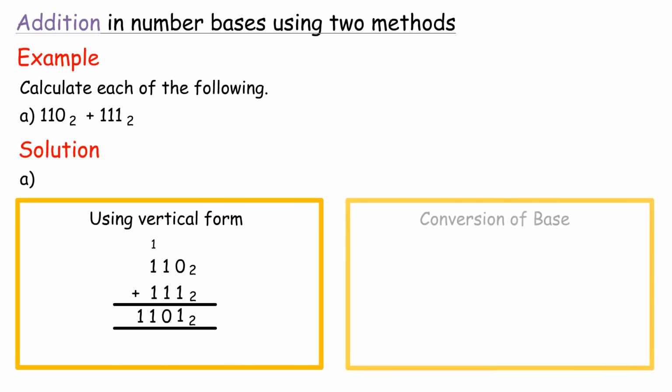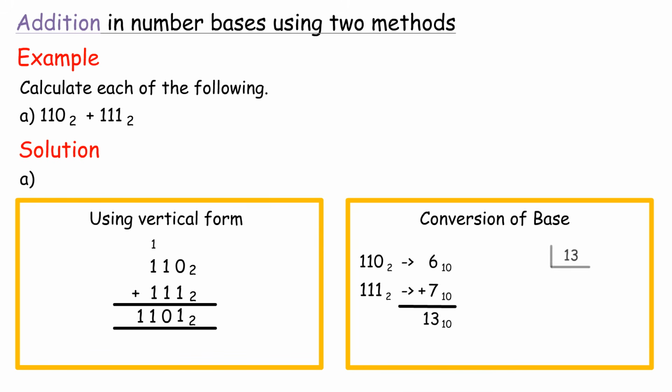Using method 2, conversion of base. Convert to base 10. 110 in base 2 is 6 in base 10. 111 in base 2 is 7 in base 10. 6 plus 7 equals 13 in base 10. After adding up in base 10, we need to convert back to base 2.